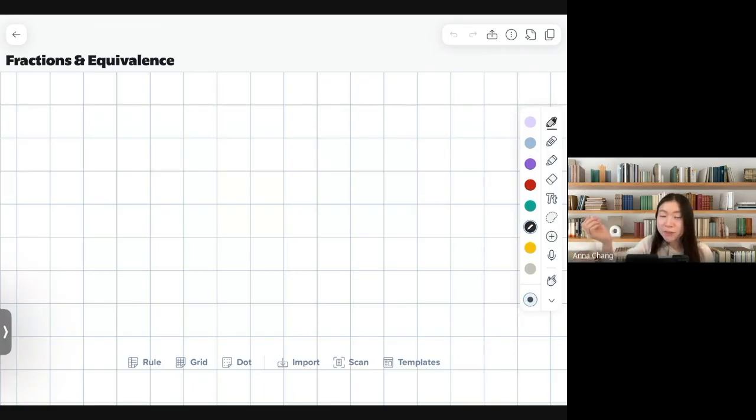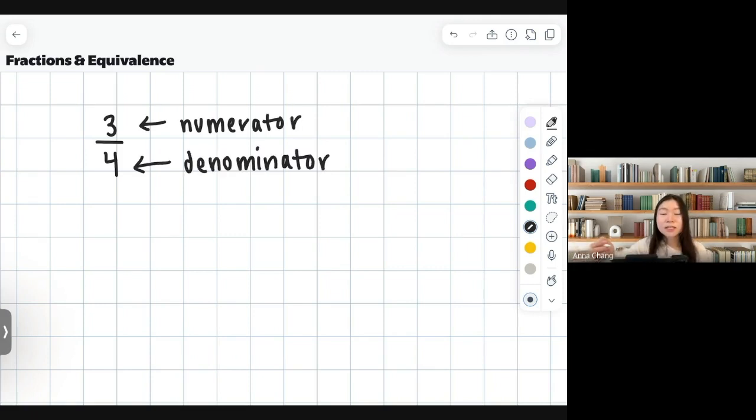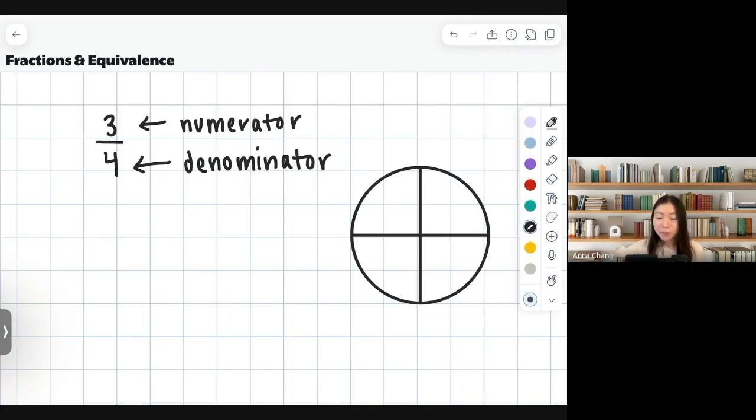A fraction represents a relationship between two numbers. So let's look at the fraction 3/4. The number on the top is what we call the numerator, and the number on the bottom is what we call the denominator. The denominator tells us that our whole has been divided into, in this case, 4 equal parts. Our numerator, which is the top number, tells us that we're talking about 3 of those equal parts.